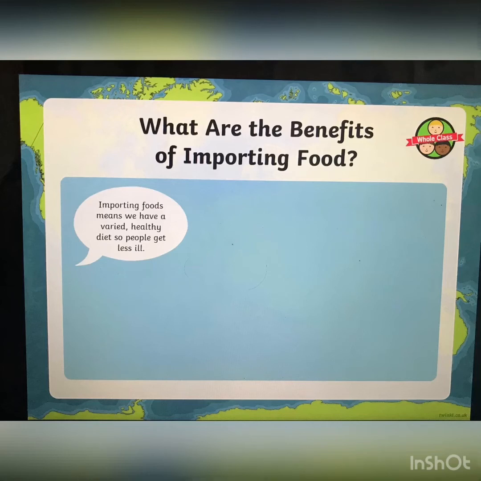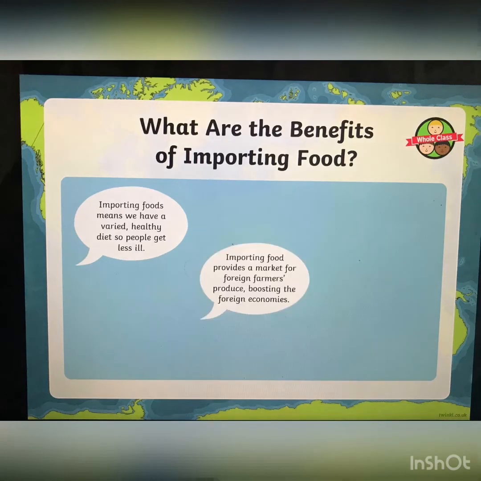If I want to drink tea, Minnesota doesn't produce any tea. So I have to get imported tea from maybe China to drink in the wintertime. So we have to have a variety of things to stay healthy. Next, importing food provides a market for foreign farmers' produce, boosting foreign economies. So, if, for example, oranges are being produced in Florida, but a country like Brazil can produce oranges for much, much cheaper, it's better for the Brazilian market to produce those oranges than the American oranges. These help other economies boost their produce, so it creates a competition for farmers around the world.